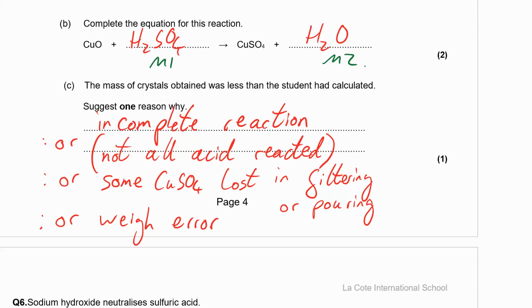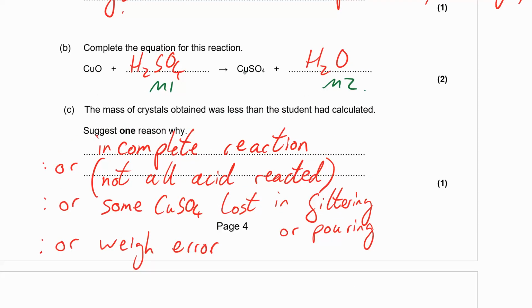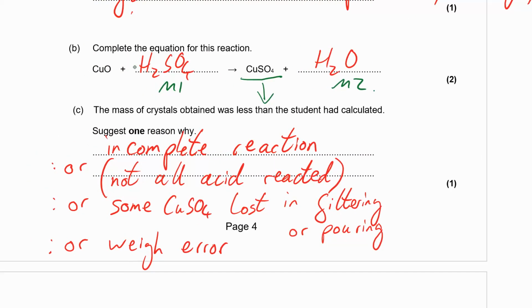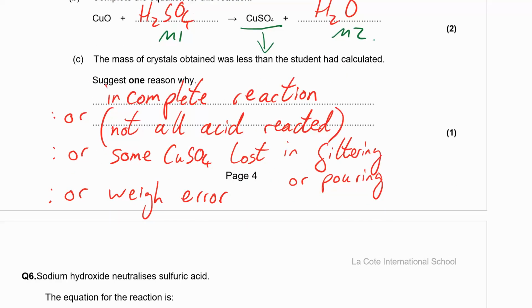The mass of crystals obtained was less than the student had calculated. So essentially this is lower than he thought, and this could quite simply be that this wasn't a complete reaction, so incomplete reaction. By that I mean all of the copper oxide wasn't reacted, or, actually sorry, more precisely, more of the sulfuric acid wasn't reacted. So not all the acid reacted would be the alternative.